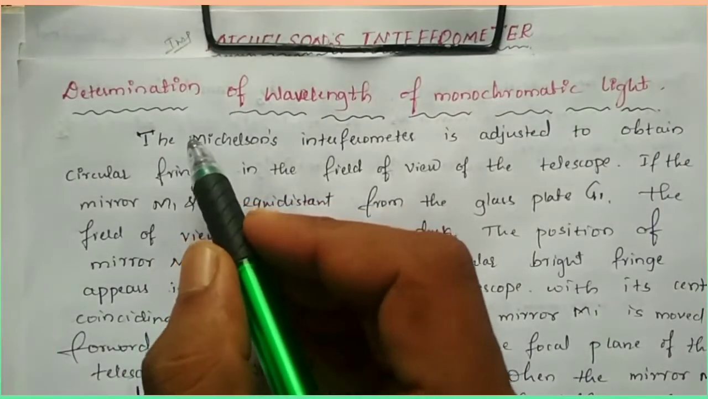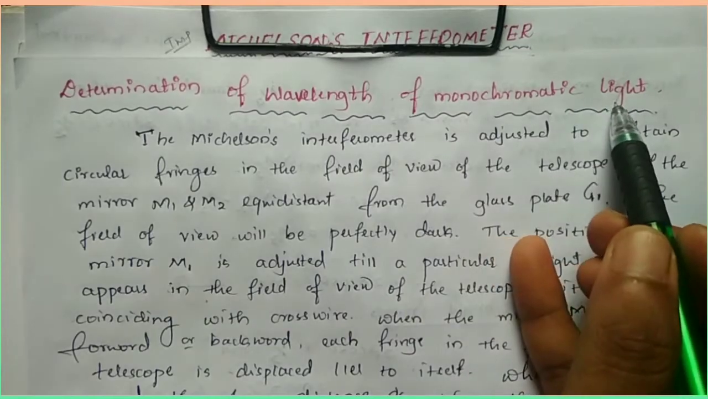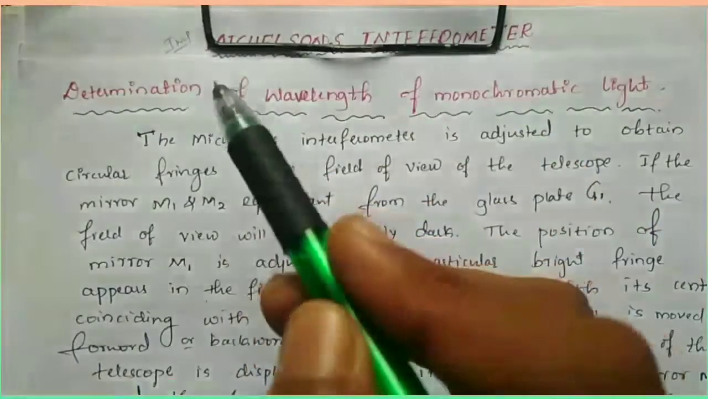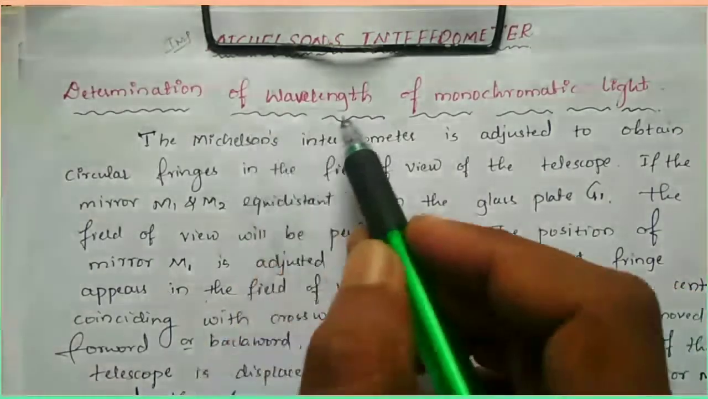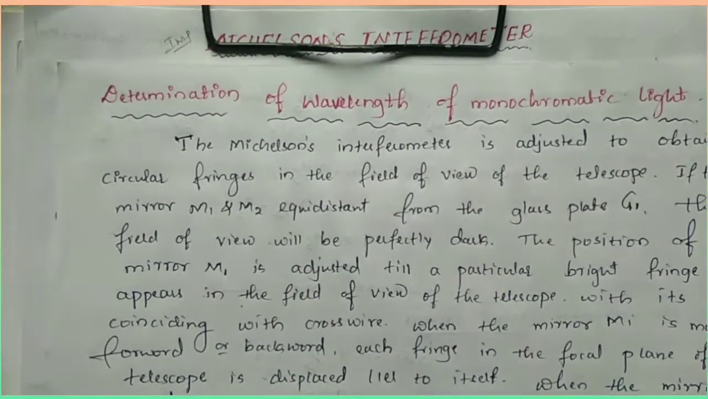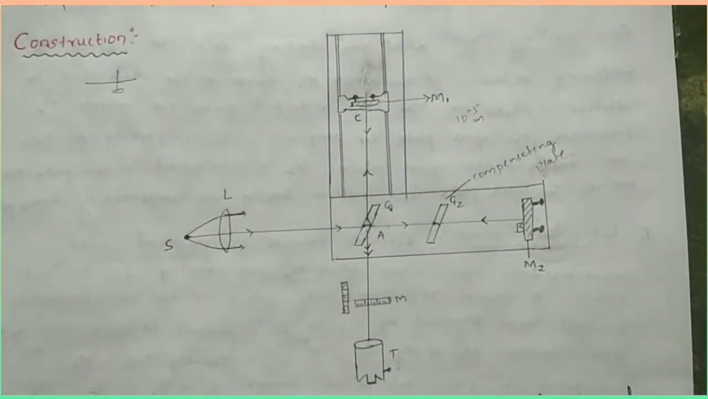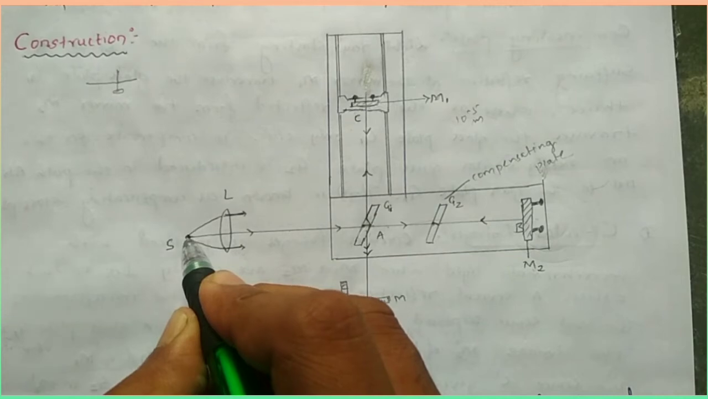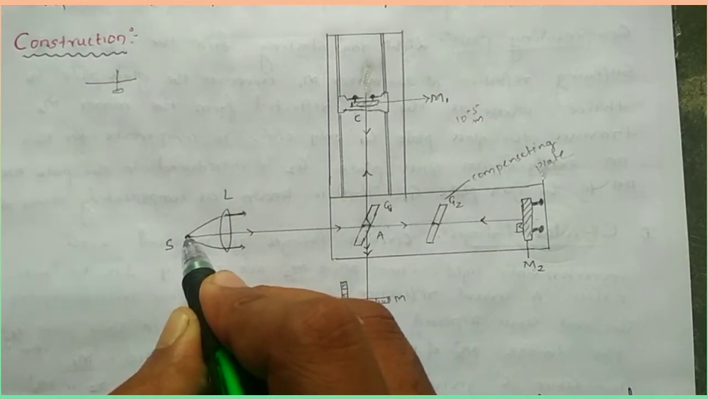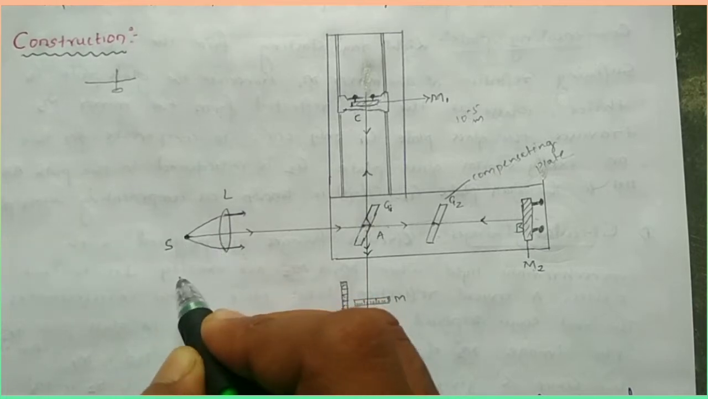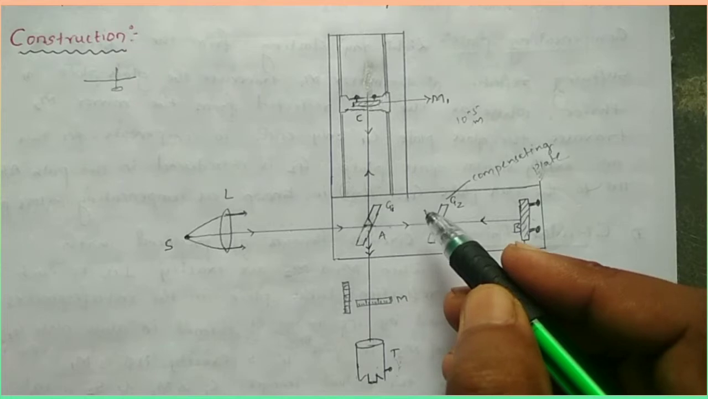Dear students, today we have to discuss the determination of wavelength of monochromatic light using Michelson's interferometer. Here we have to determine the wavelength of a monochromatic light. The Michelson interferometer setup is there. The monochromatic light will be produced from the source, and you have to find the wavelength of this monochromatic light using this Michelson interferometer.